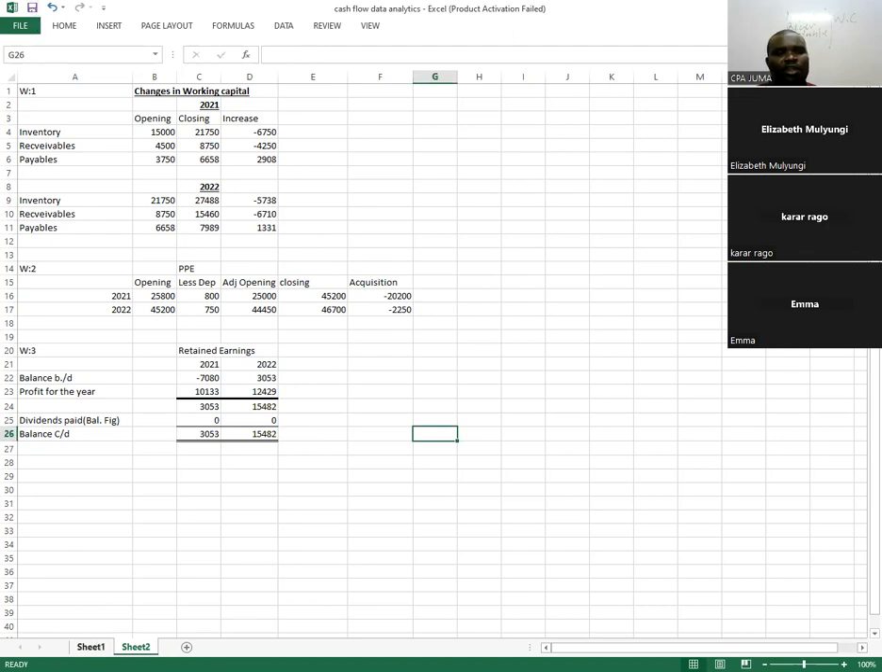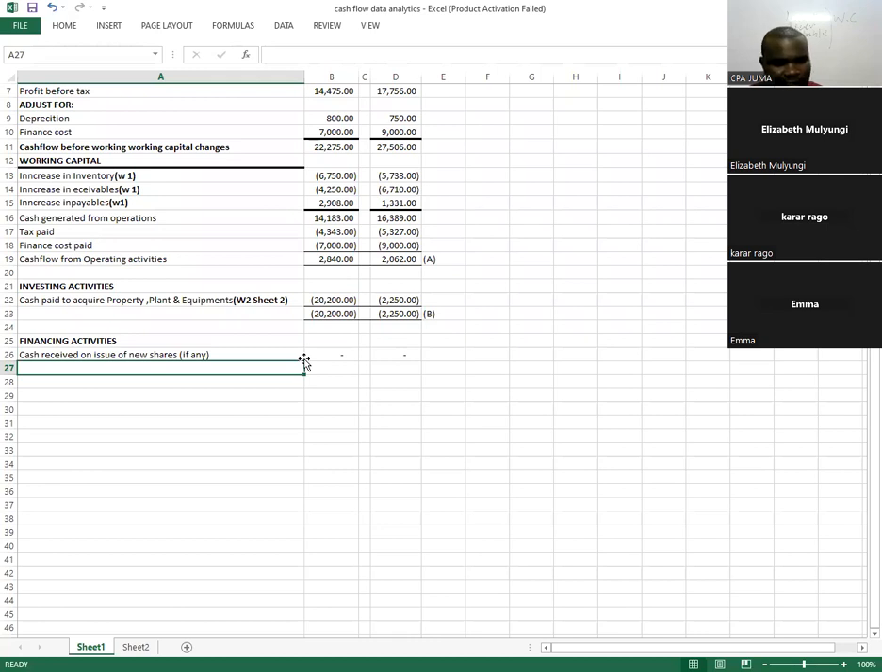So there's no way we can interlink 0. So you just say dividends paid. Also, we say, if any, there is no dividends in this question. The profits have tallied, so no dividends we are declaring here.